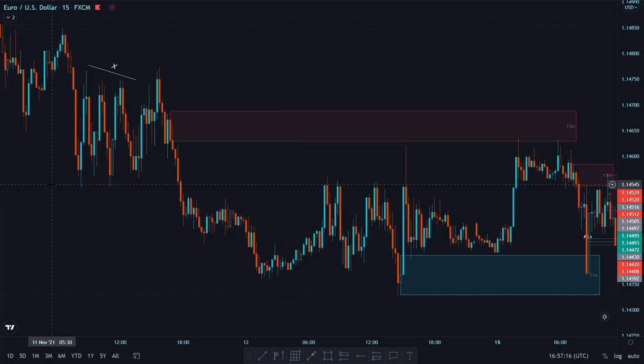Alright, let's start with the 15-minute point of interest. Here we can see that we are in a bearish market. We generate some liquidity here, we swept it and we get a break of structure to the downside from here.